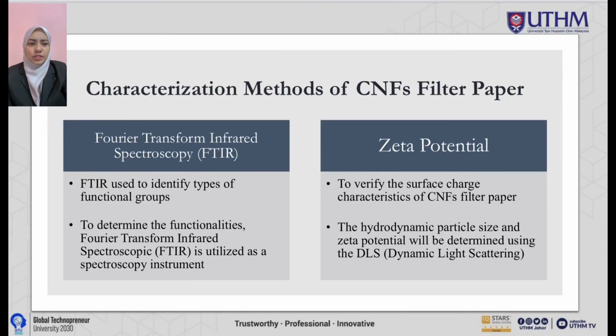For the characterization of the CNF filter paper, two pieces of equipment will be used, which are FTIR and zeta potential. FTIR analysis will be used to determine the presence of functional groups in the nanocellulose filter paper before and after adsorption of the MO dye solution. Zeta potential determination of nanocrystals is an important characterization approach for estimating the surface charge, which may be used to better understand the physical stability of nanosuspensions.